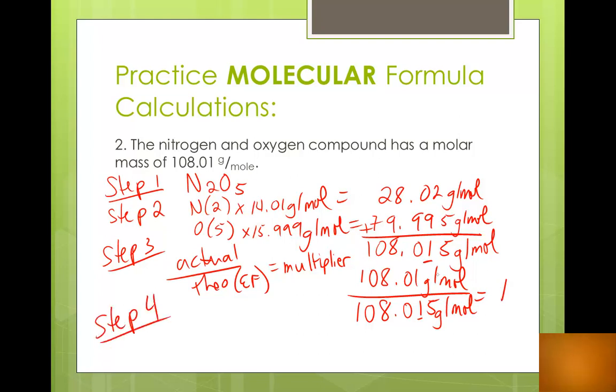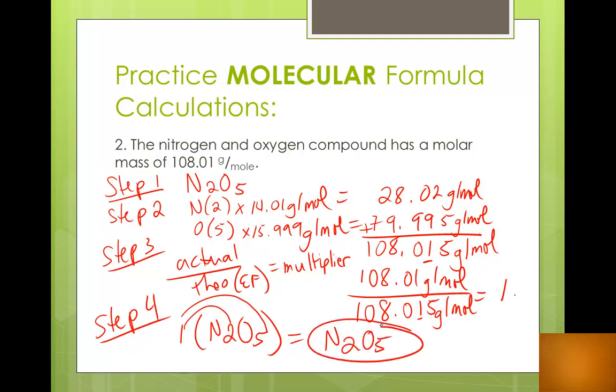Remember, this can happen where your empirical and molecular formulas are the same, but it does not always happen. We still take 1 times N2O5, which is our multiplier times our empirical formula. We distribute to everything, and we get N2O5 is the molecular formula for this compound. Again, the molecular formula can be the same as empirical, but it does not have to be. And often that is not the case.